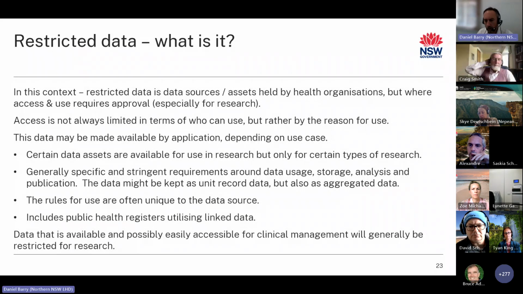It also includes linked data, and we'll talk a little bit more about linked data and public health registers at the end of this presentation. And I'll also make the point that clinicians may have access to all of the data that is required to answer research questions via the EMR, but constructing research data sets from that data can be onerous and can have a fairly challenging approval process.